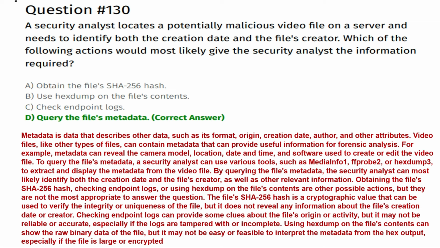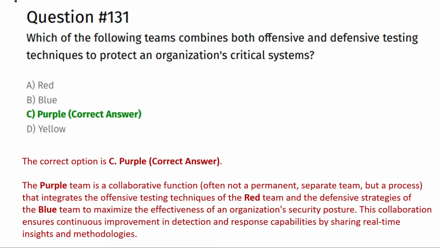So let's move to the next question. The next question is, which of the following teams combines both offensive and defensive testing techniques to protect an organization's critical systems? Option A, red. Option B, blue. Option C, purple. Option D, yellow. And the correct answer for this question is option C, purple. So let's check the explanation.